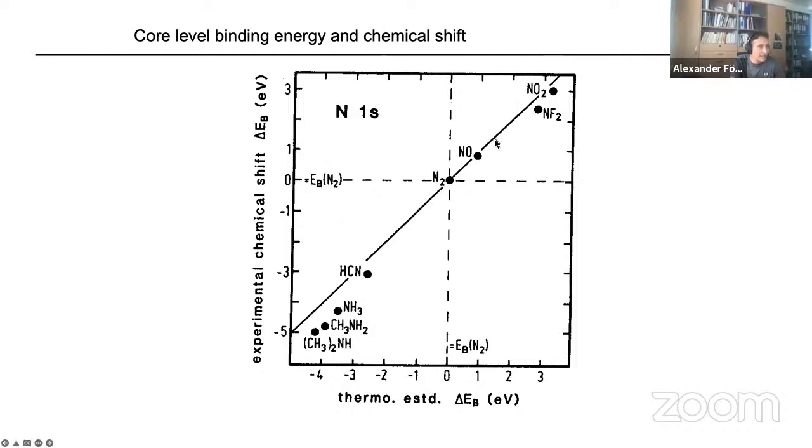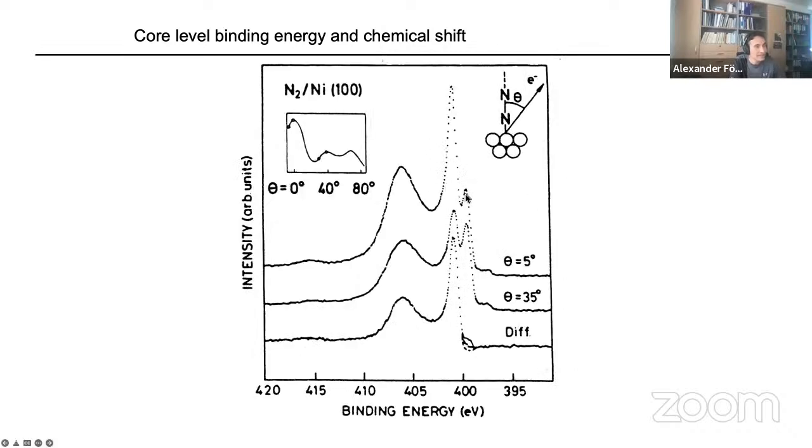People have looked at a lot of different systems. You can make some relationship between chemical shifts and electronegativity and various parameters. But the challenge is, of course, as an experimentalist, one thing is to measure things, another thing is to interpret them.